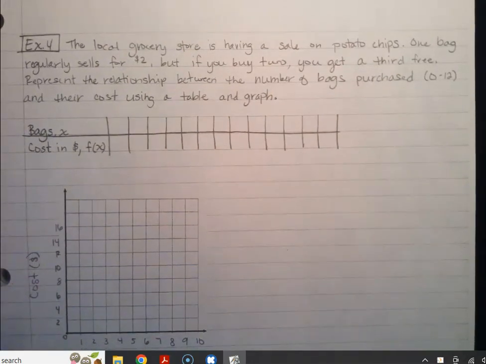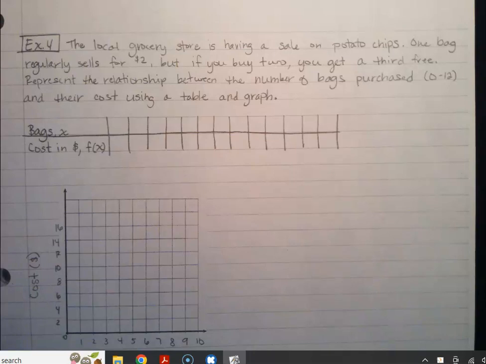Okay, so the local grocery store is having a sale on potato chips. Who doesn't love potato chips? Right? One bag regularly sells for $2, but if you buy 2, you get a third free. All right, I'd be buying 3 potato chips, that's for sure. Represent the relationship between the number of bags purchased, 0 through 12, and their cost using a table and a graph.